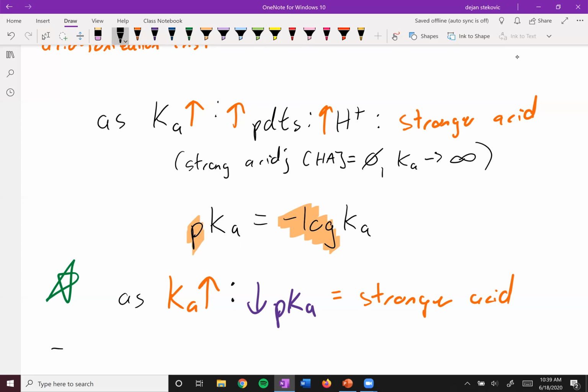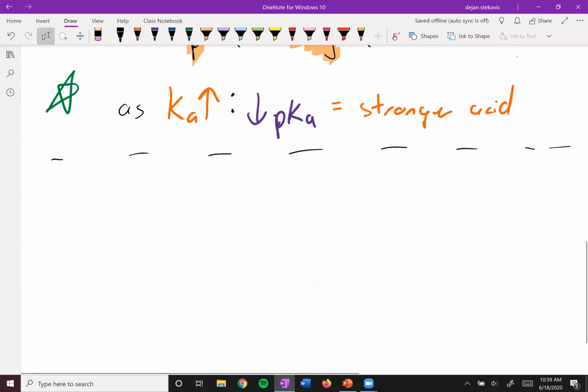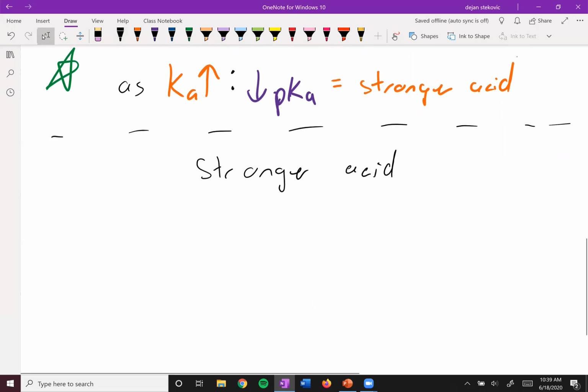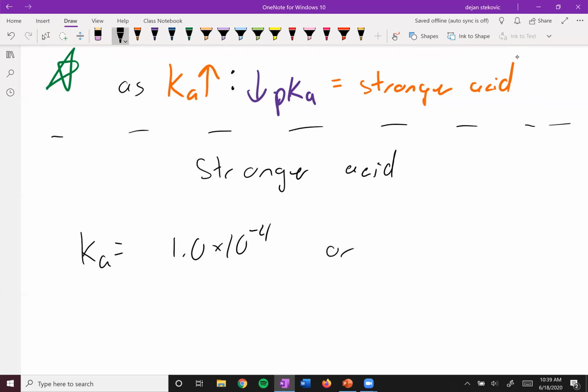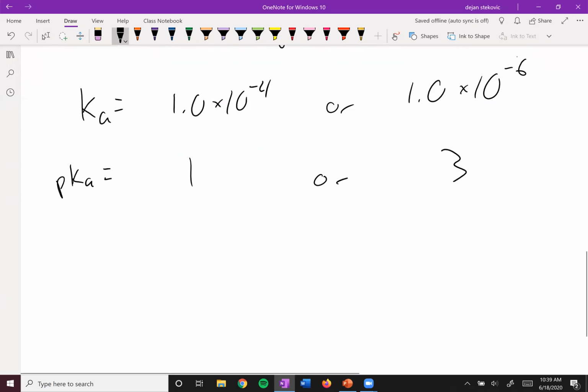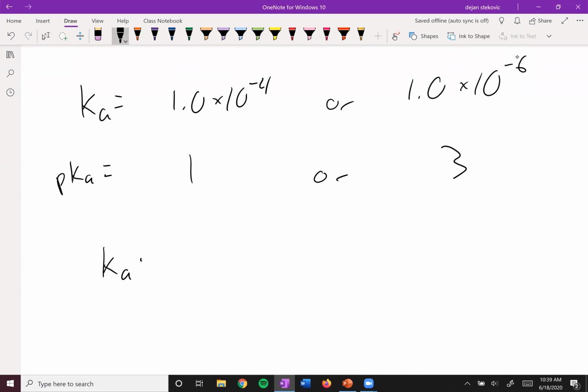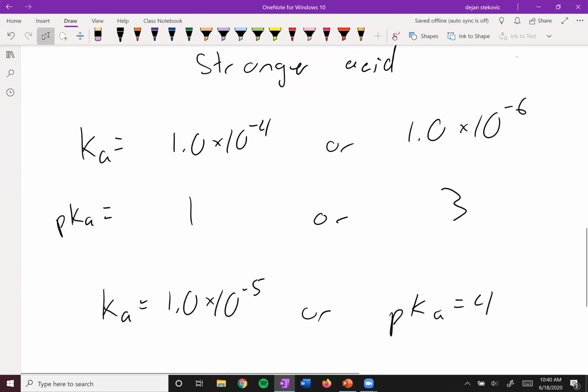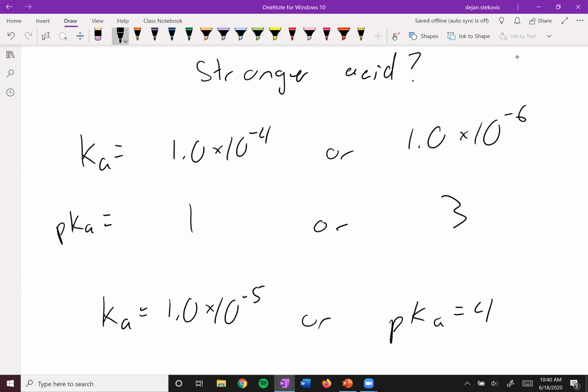So let's take a look at some examples real quick. So I'll ask which one of these two is the stronger acid. So for the first problem, we'll say the Ka of 1.0 times 10 to the negative 4 or 1.0 times 10 to the negative 6. For this one, we'll say a pKa of 1 or 3. And then for the last one, we'll say a Ka of 1.0 times 10 to the negative 5 or a pKa of 4. Right? So for each one of these three problems, circle which one of these is the stronger acid. You want to go ahead, pause the video, and work this out yourself.